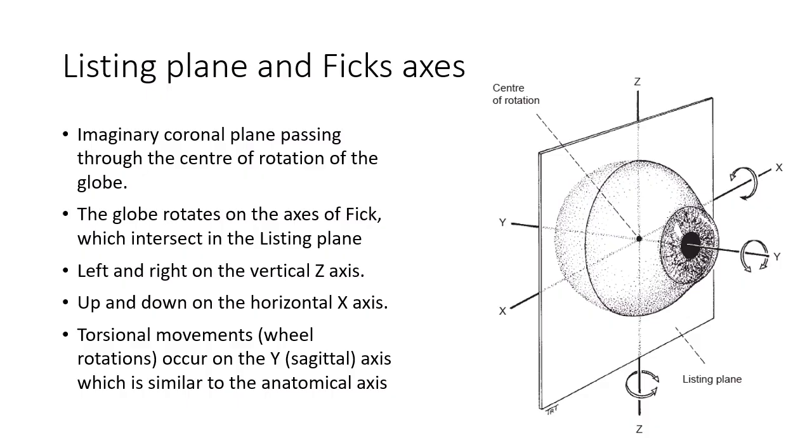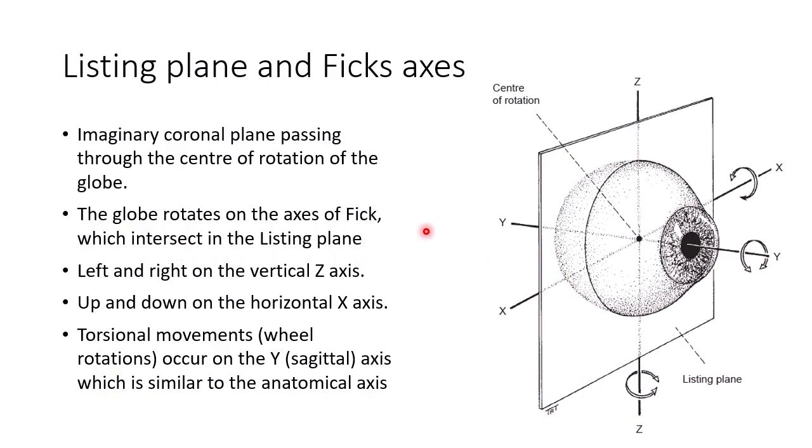Before we jump to the actions of the muscles, we have to know about the planes and axes of the eyeball. So imagine a coronal plane that is passing through the center of rotation of the globe. That plane is known as the listing plane. These words are important. Listing plane. Now the globe rotates on the axes of Fick, which intersect in the listing plane.